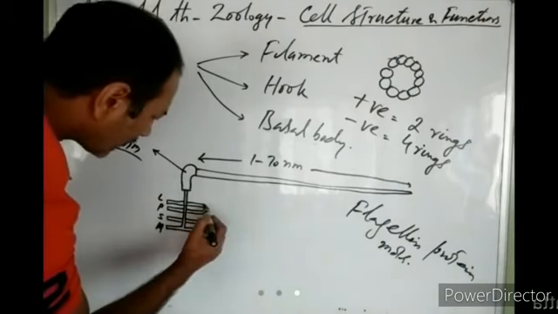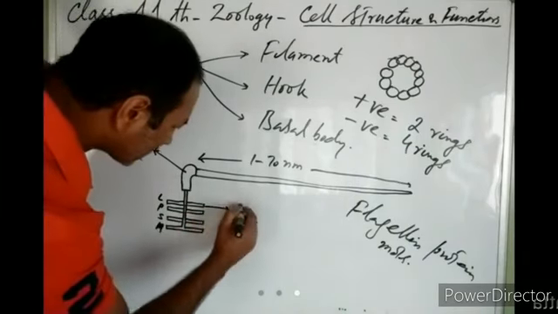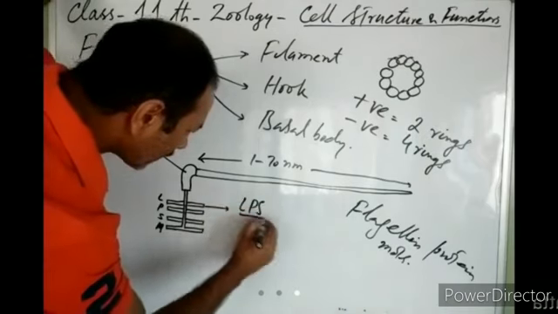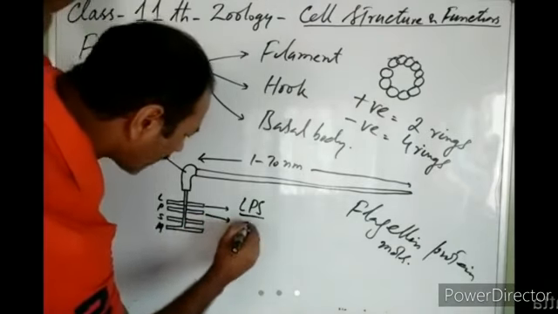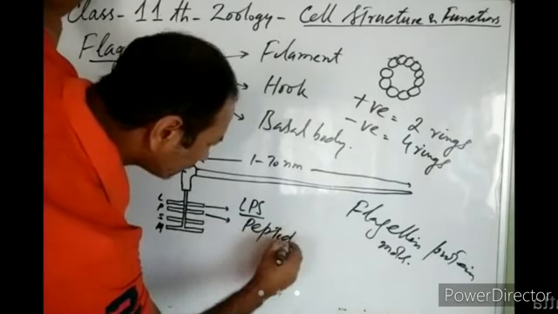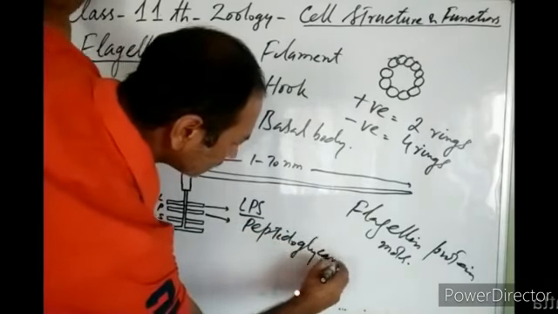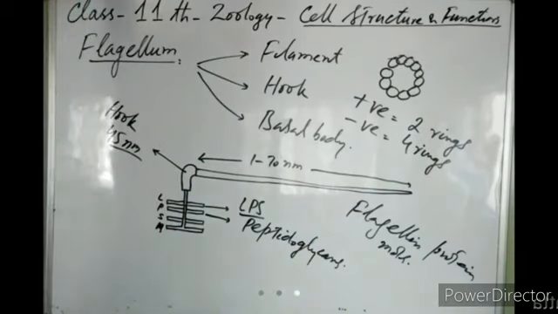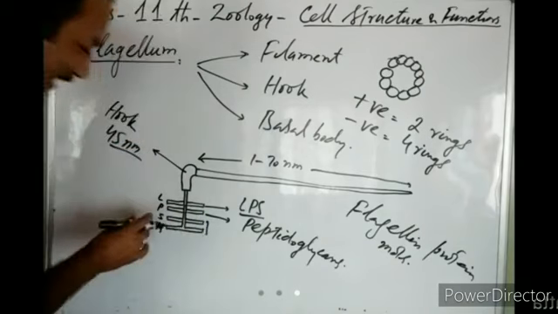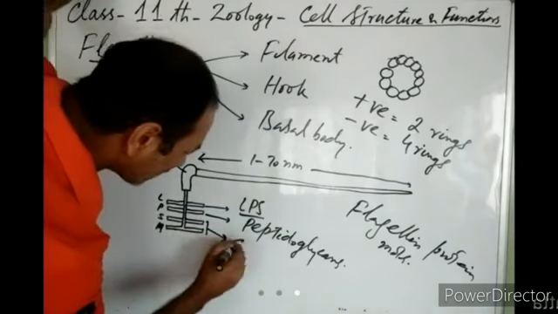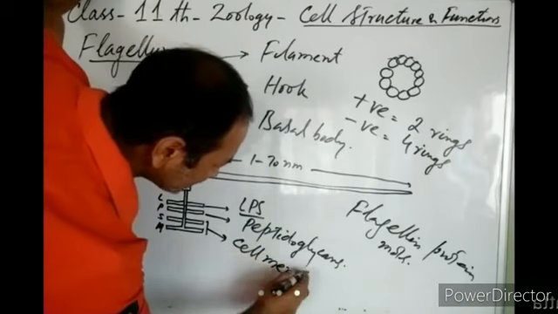This L ring is embedded in lipopolysaccharides. The P ring is attached to peptidoglycans. The S and M rings are present in the cell membrane.